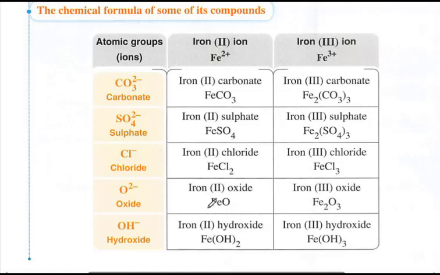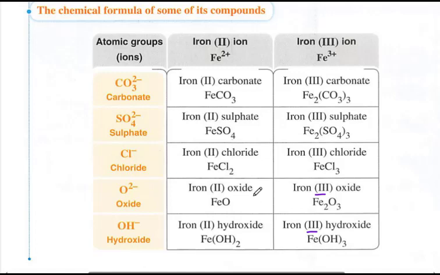We may name this compound ferrous oxide or iron 2 oxide, ferric oxide or iron 3 oxide, and the compound with the hydroxide group is named iron 2 hydroxide, or at the same time we can call it ferrous hydroxide, and here ferric hydroxide or iron 3 hydroxide. The Latin number in all of these compounds refers to the oxidation state of iron.